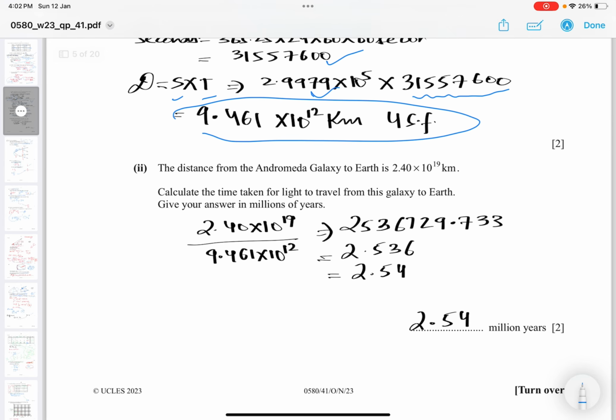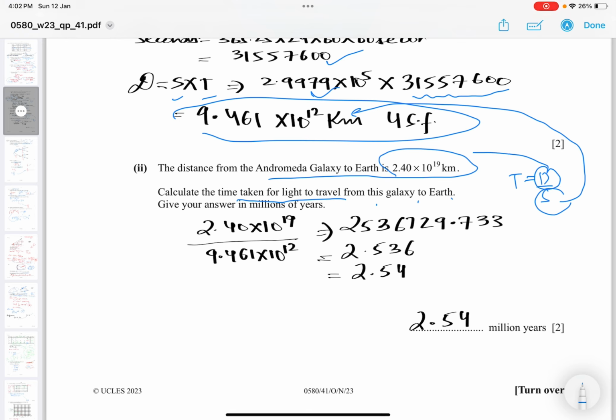Now the distance from Andromeda galaxy to the Earth is this much. Calculate the time taken for the light to travel from this galaxy to Earth. Now time equals distance upon speed. We know the speed. The speed was this much, and we know the distance as well, that is this much. It is really simple. We'll just divide them and we can get 2.54 million years. Okay. Now the answer was this, and we converted it into million.